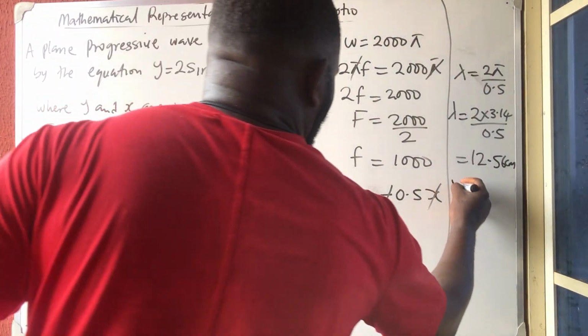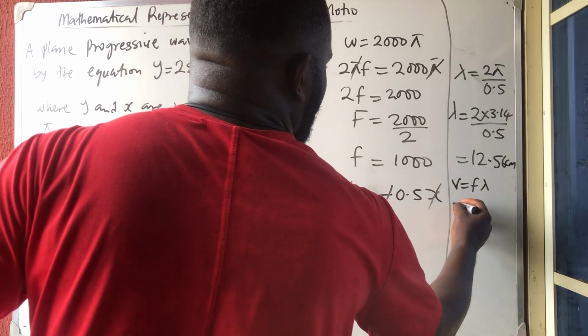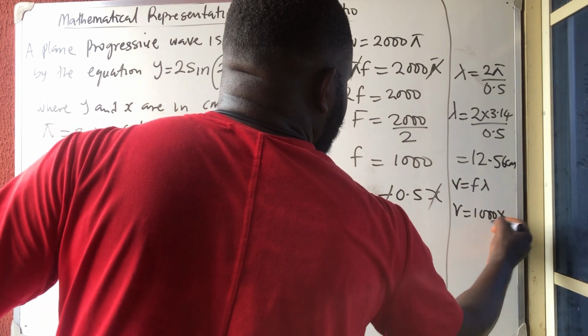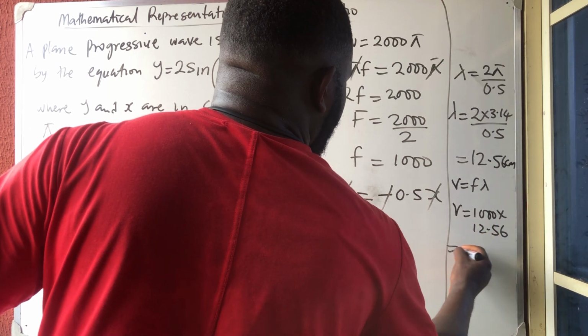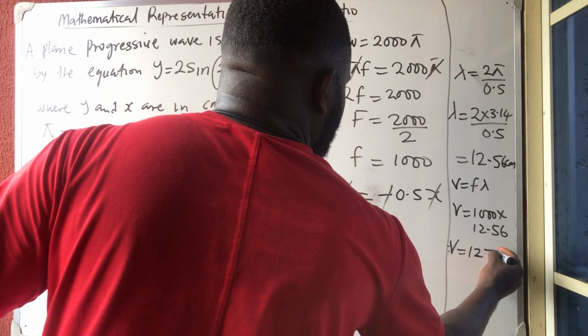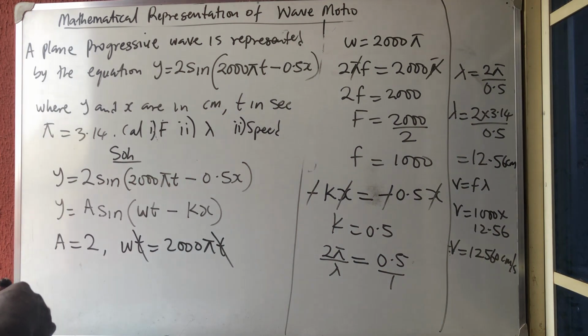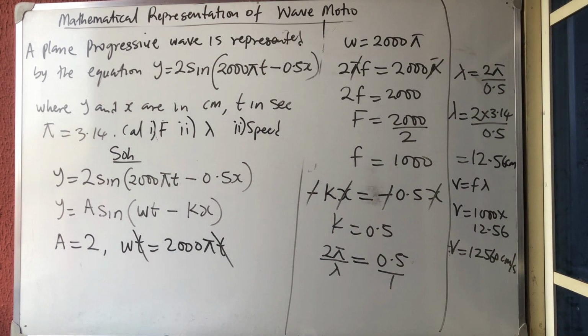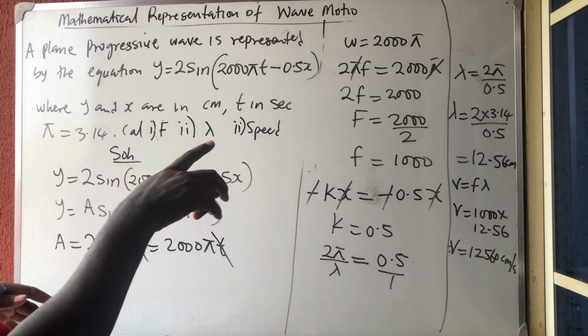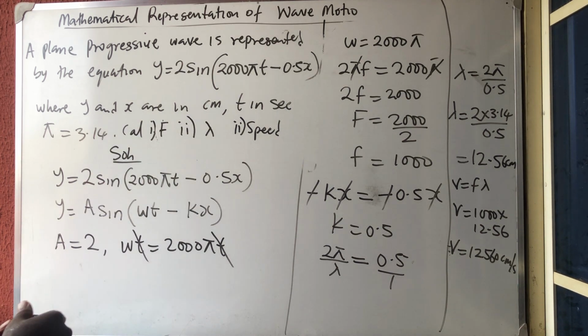Okay, so the next thing they say we should calculate is the speed. We know that v is equal to f lambda. So my v will be 1000 times 12.56, which gives v equal to 12560 cm per second. But we can change it to meter per second. I hope you know that we can change it to meter per second, by changing the cm to meter before multiplying. So that is that.